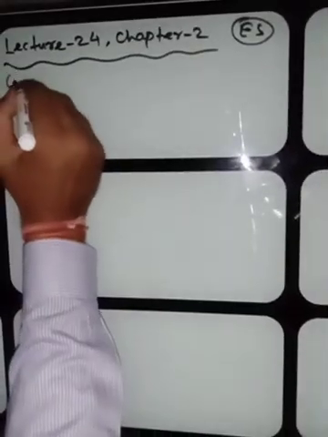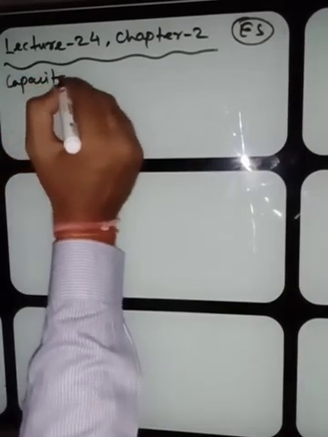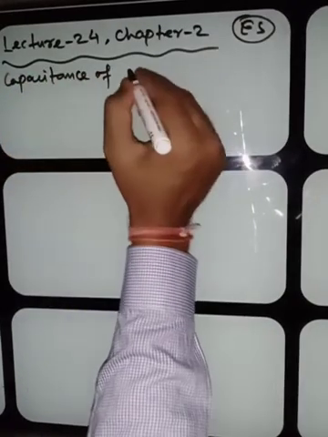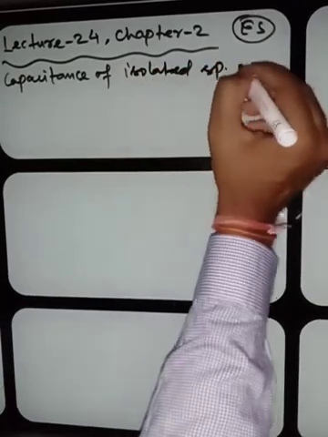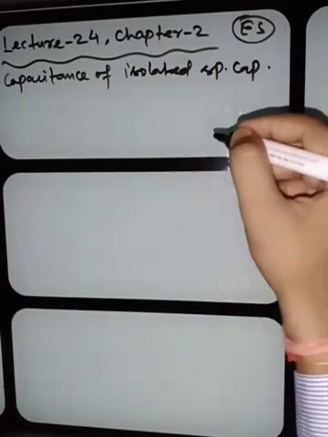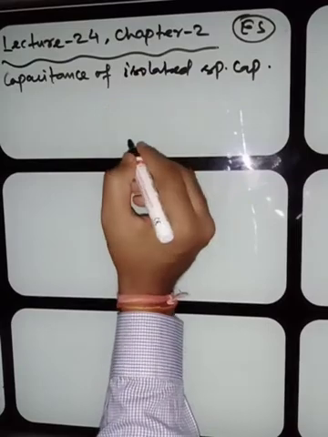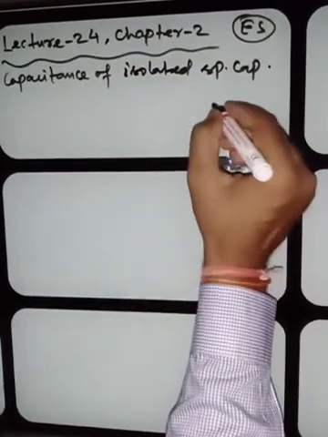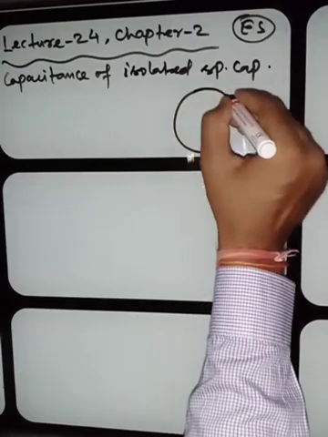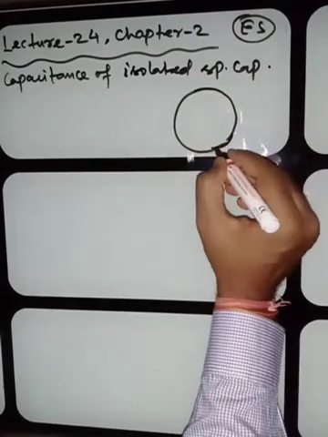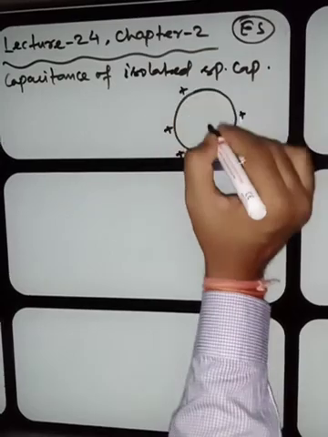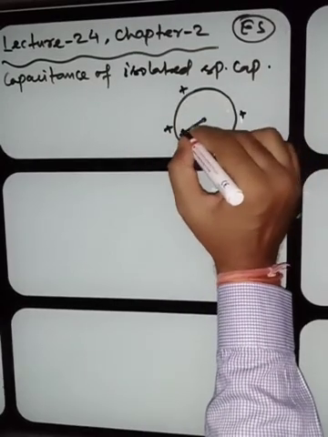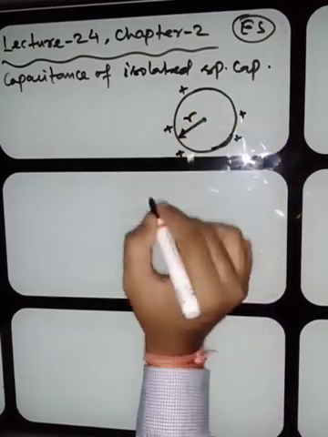Okay, so the capacitance of an isolated spherical capacitor. Here, the isolated capacitor, what does it mean? We have one shell over which the charge is being given. Suppose the radius of this shell is r.